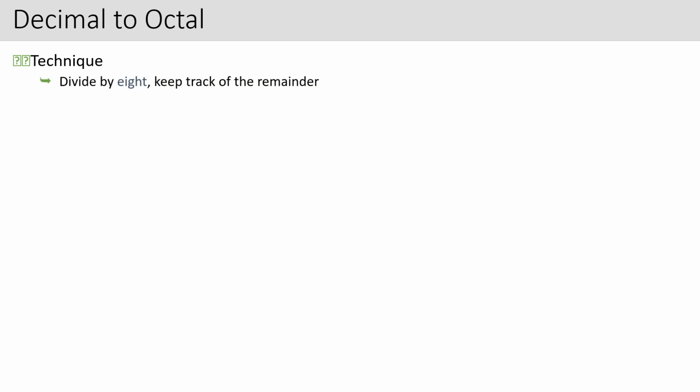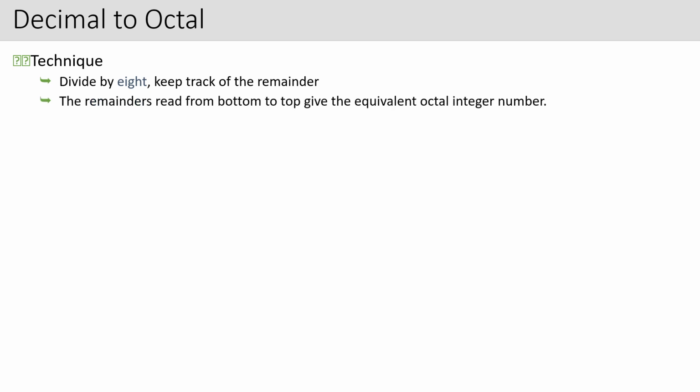If you remember, when I discussed how to convert decimal to binary, I divided the given number by the base of the binary number, that is 2. Here you are supposed to convert decimal to octal. So you will divide the given number by 8, keep track of the remainder, and then just as before, read the remainders from the bottom to top to get the equivalent octal number.